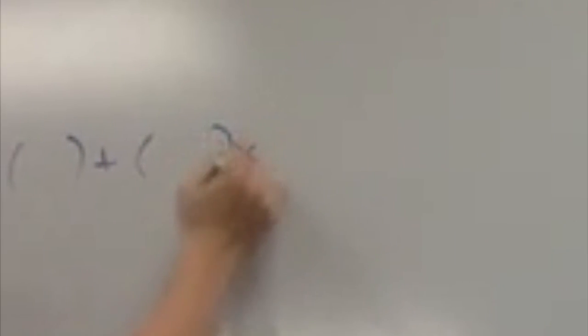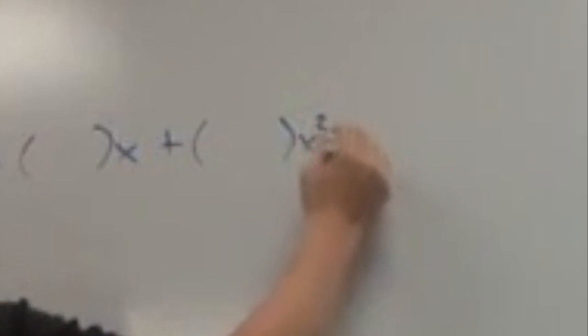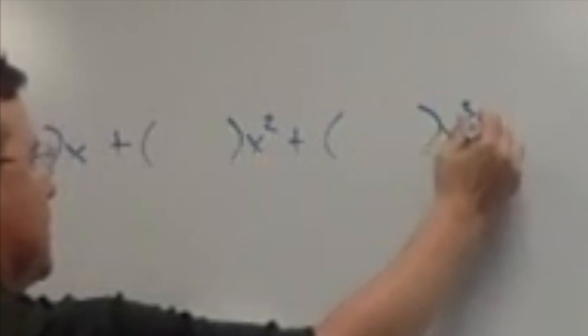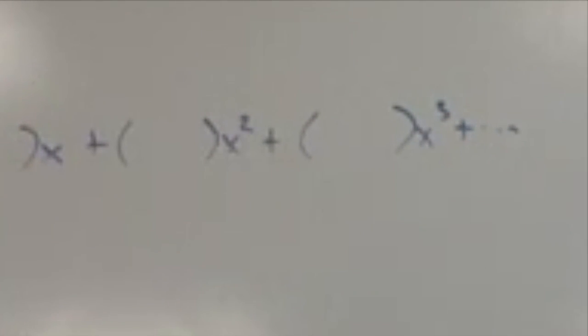What do I put here? What's the constant term? What's the coefficient for x? What's the coefficient for x squared? What's the coefficient for x cubed? And so on and so forth, right?